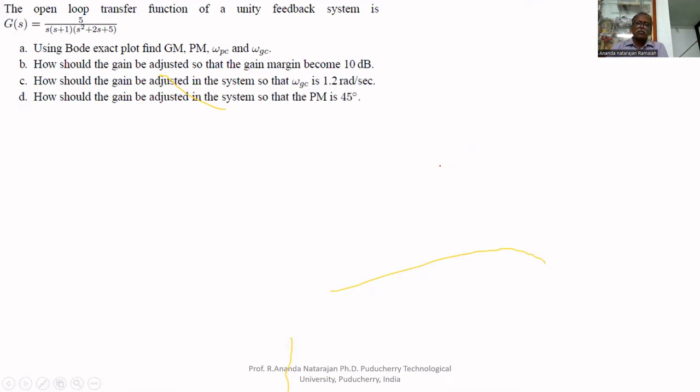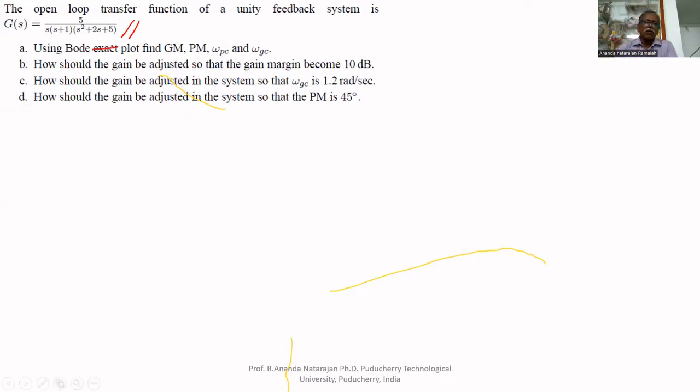The open loop transfer function of a unity feedback system is G(s) = 5 divided by s(s + 1)(s² + 2s + 5). This is given. Using Bode plot, this exact plot we will see later.